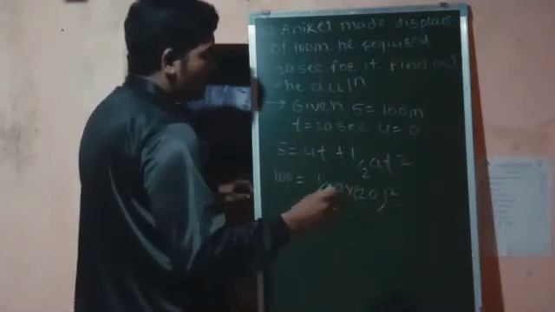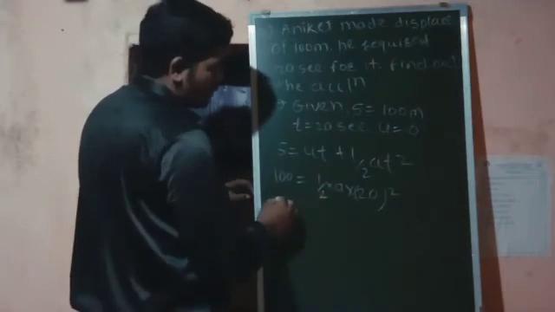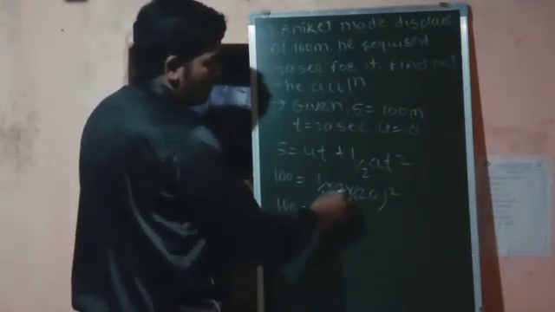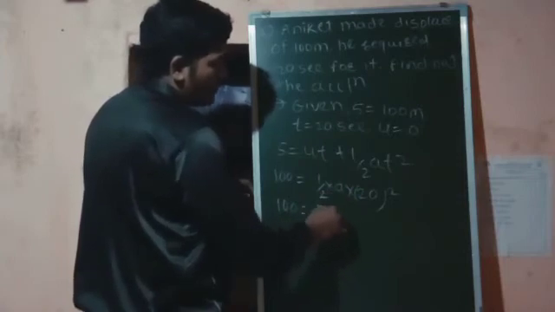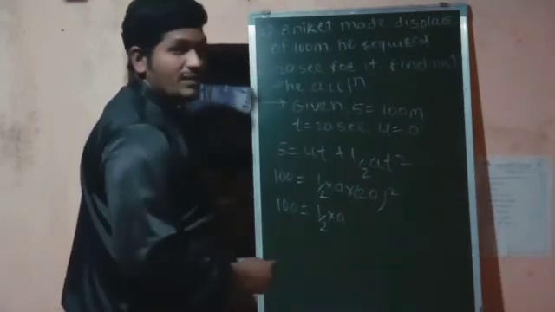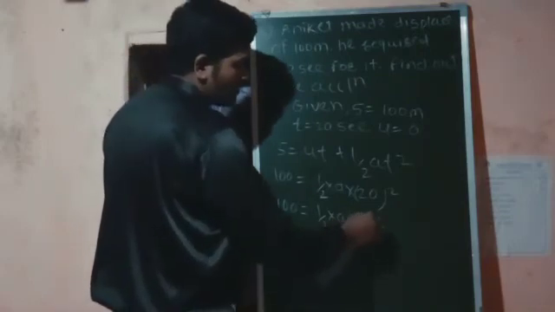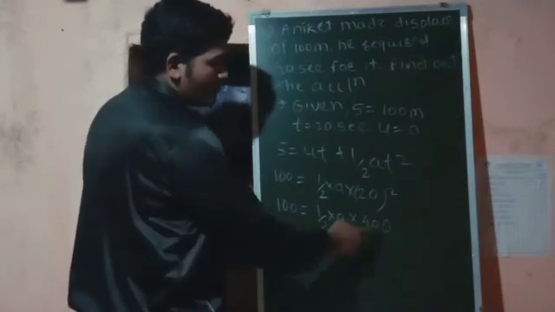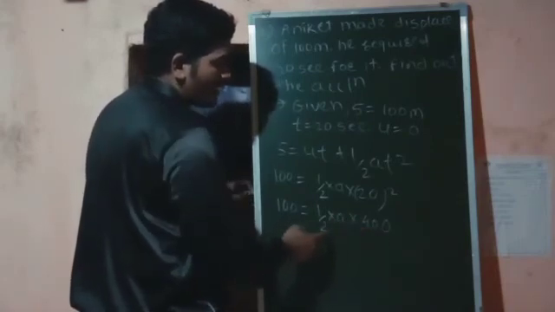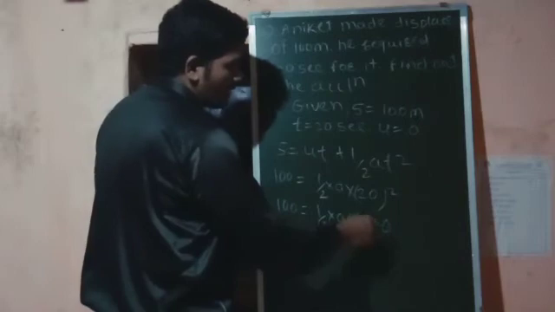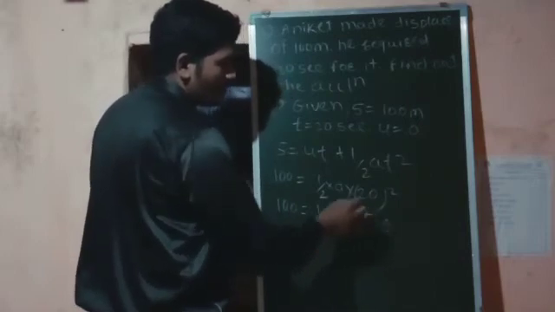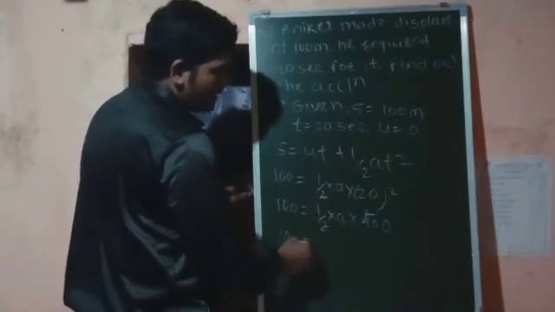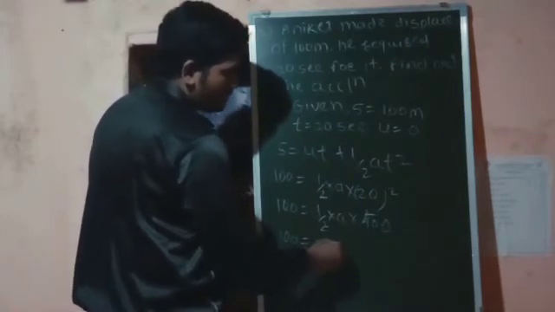Now simply we have to solve it. 100 will be as it is, equal to half into a into square of 20, which is 400. Now I will divide this 400 by 2. 2 twos are 4, so the answer will be 100 is equal to 200a.